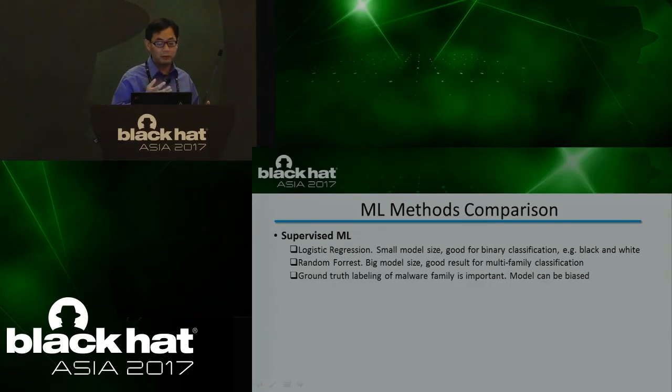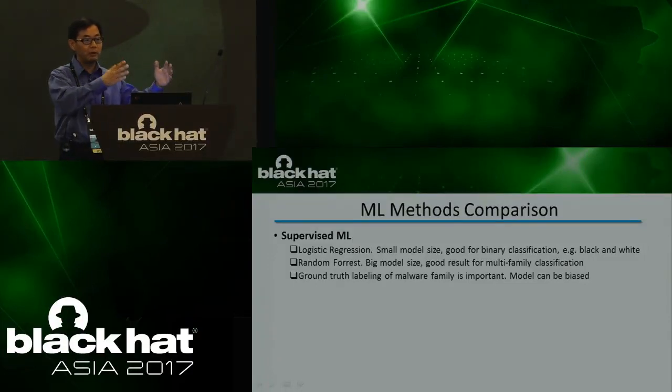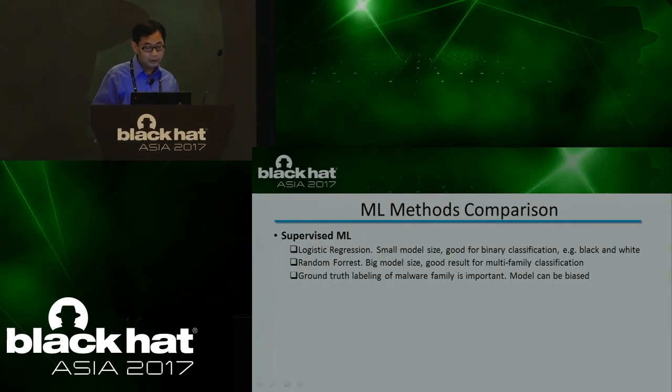So the verdict: we did a lot of comparisons and use supervised machine learning. We use logistic regression, which is really good for binary classification and tells black and white very well. But for multi-family classification, where we want to know the malware families, it's not that efficient, though the good thing is the model size is small. For random forest, we got a big model which works very well for multi-family classification, but the model is too big to fit on our device, because we want to learn offline and use it on the device.